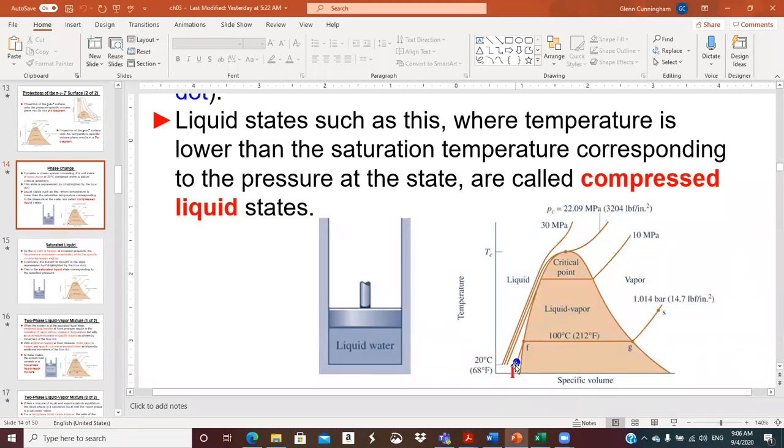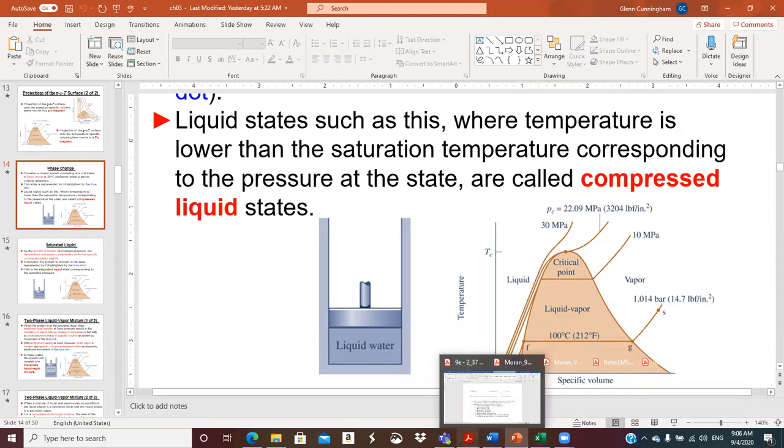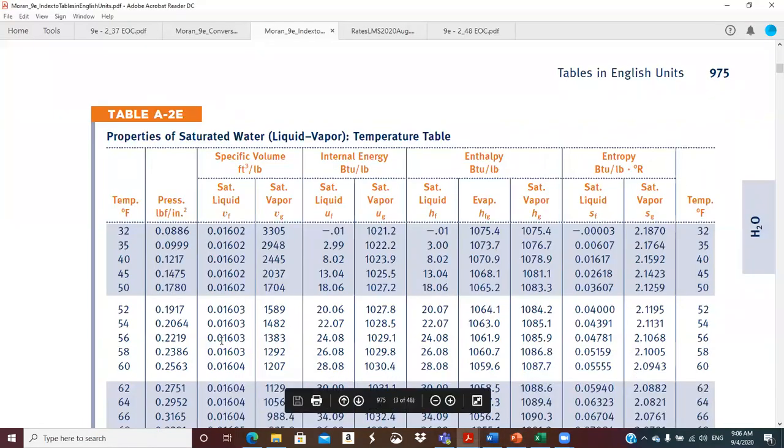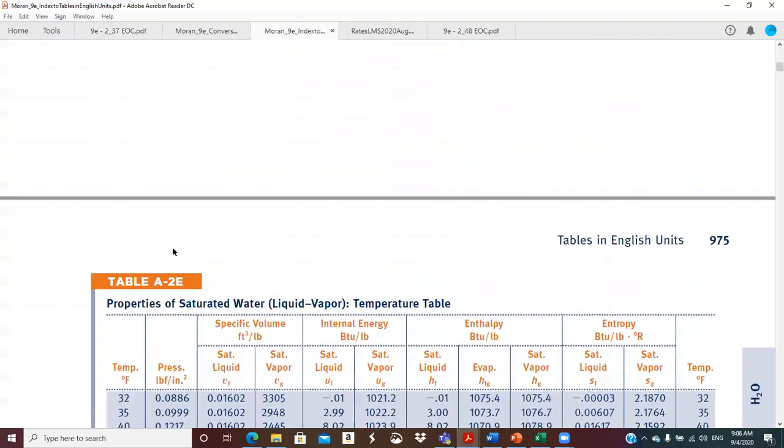At this point I'm not on saturation, so that first table is only good for saturated liquid, saturated vapor, and states in between. If I go to 68 here, that would assume saturation. So I can't use this table, because this table is good for the saturation dome only.